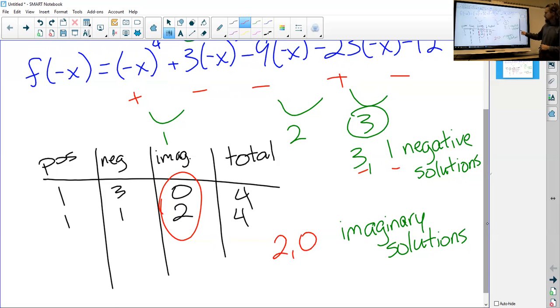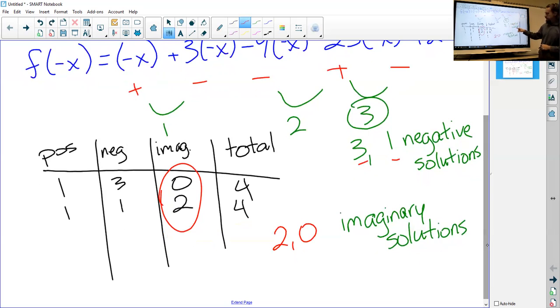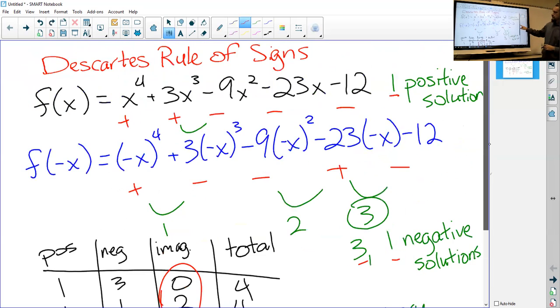So there you go. There is 1 positive solution, either 3 or 1 negative solutions, and either 2 or 0 imaginary solutions to our equation, x to the 4th plus 3x to the 3rd minus 9x squared minus 23x minus 12. I know that seems like a lot. Don't worry, we're going to practice this for a couple of days, and by the end, you will hopefully be an expert at working out stuff without having to graph it, in case you go back to a time where you can no longer graph equations. Okay, bye.